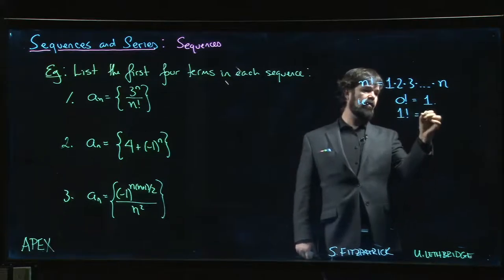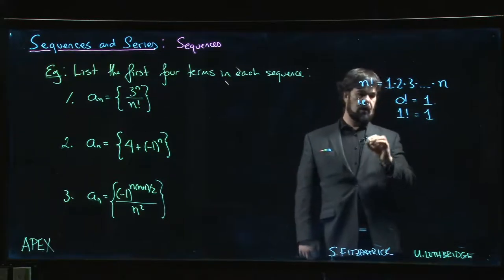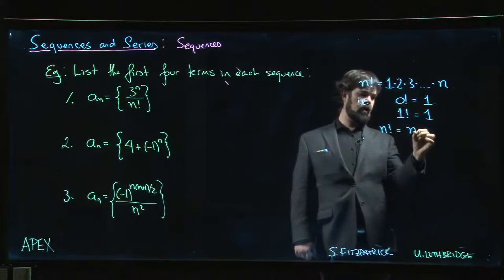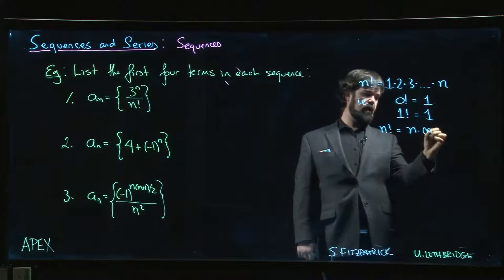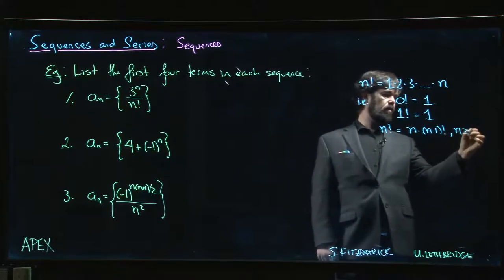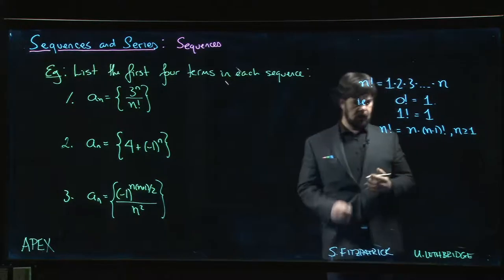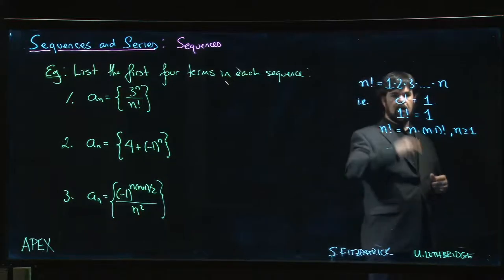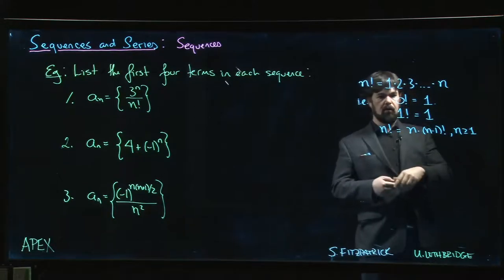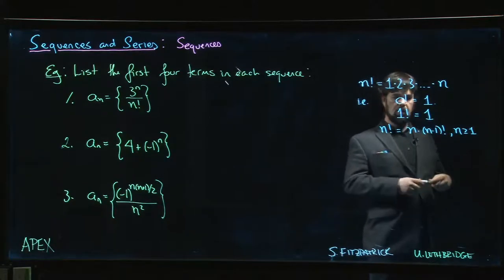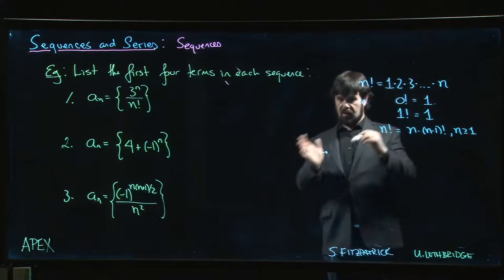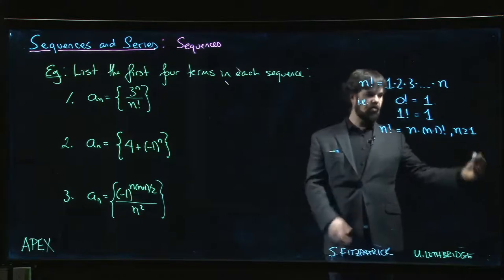1 factorial is also 1. And then n factorial, we just do n multiplied by n minus 1 factorial for each n bigger than or equal to 1, right? So 1 factorial is 1 times 0 factorial, still 1. 2 factorial is 2 times 1 factorial, so you get 2. 3 factorial is 3 times 2 factorial, so it's 3 times 2 times 1, you get 6, and so on, right?